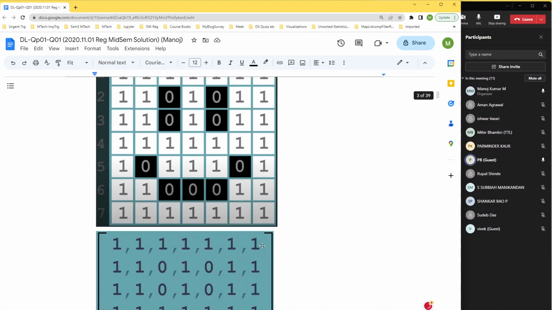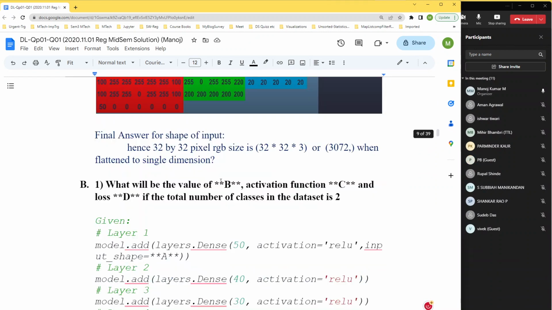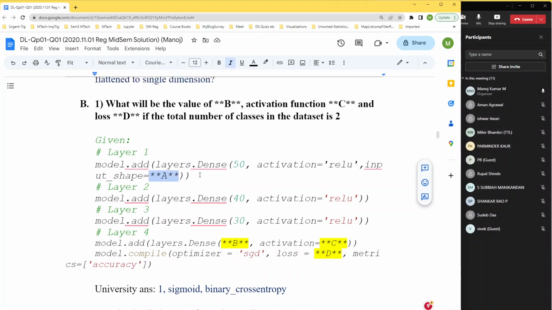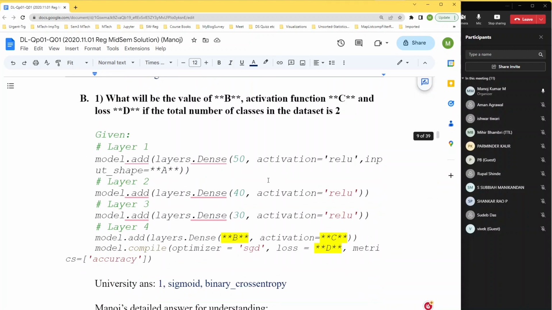Now let's go to the second question. What will be the value of B star, activation function C star, and D star? The star is just used instead of a question mark to identify B, C, D. In the input shape they have mentioned A star, which we already got. It is 32 by 32 into 3, the shape of the matrix that we are going to give into the system.